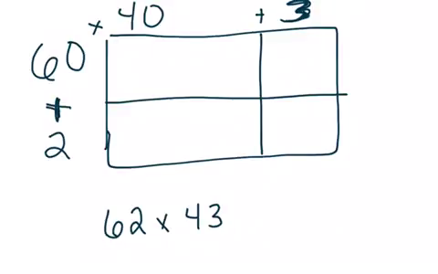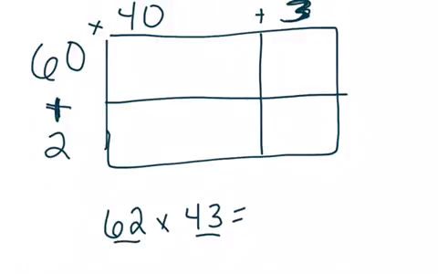This one is the rectangle method, and this is the equation that we were solving, 62 multiplied by 43. So we break the number down. We'll put our 60 here, and below the line we'll have our 2, and on the other side, at the top, we'll have our 40 plus 3, because 40 plus 3 is equal to 43, and 60 plus 2 is equal to 62.